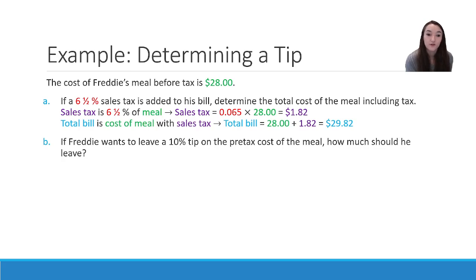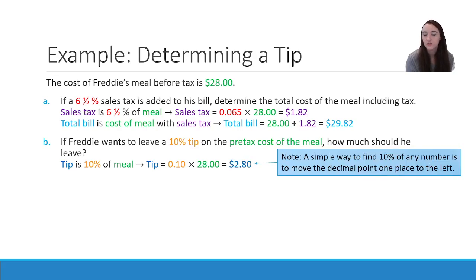So next, if Freddie wants to leave a 10% tip on the pre-tax cost of the meal, how much should he leave? So tip is 10% of meal, is what that first section says. Tip is 10% of the meal. So, just like we did for the sales tax, we're going to translate directly. Tip, "is" is our equal sign. 10% "of" is our multiplication. Meal. Tip equals 0.10, 10%, times $28, the cost of the meal, which we plug in our calculator and get $2.80.